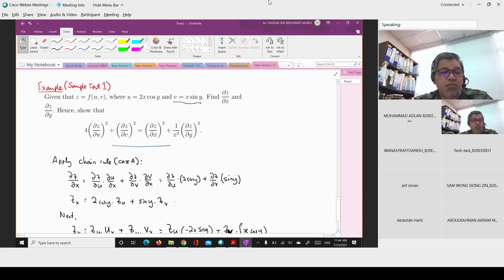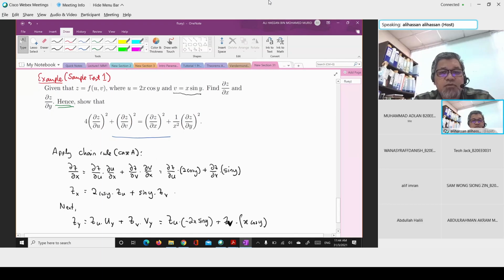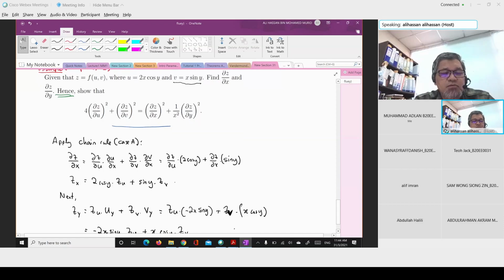But we are not done yet. There is another part. Hence. You see, the word used is hence. What does it mean, hence? Hence, show the following equation is true. Whenever you see the word hence, that means use your previous results to prove the next result. Previously we have obtained z partial x and z partial y. So we want to show the given equation there is true.